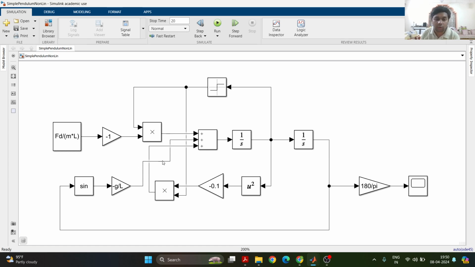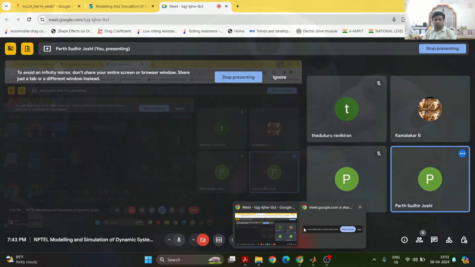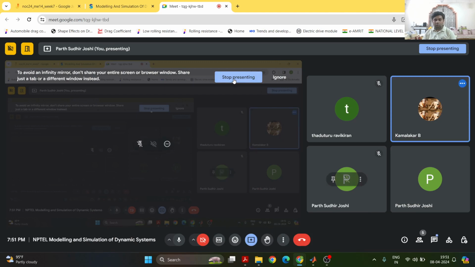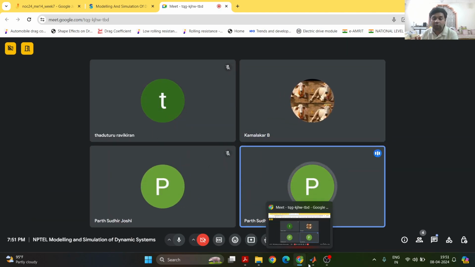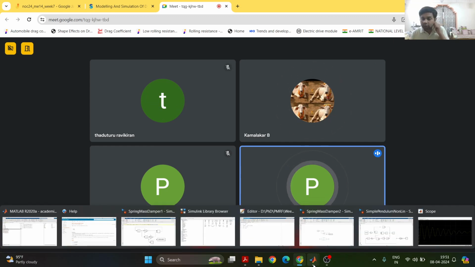Okay, sir. The X block there means multiplication. Is that right? Yes, this is product. Okay. And what was the other query? The decaying is due to the drag force. Yes, yes. So the decaying is due to the drag force. Okay?